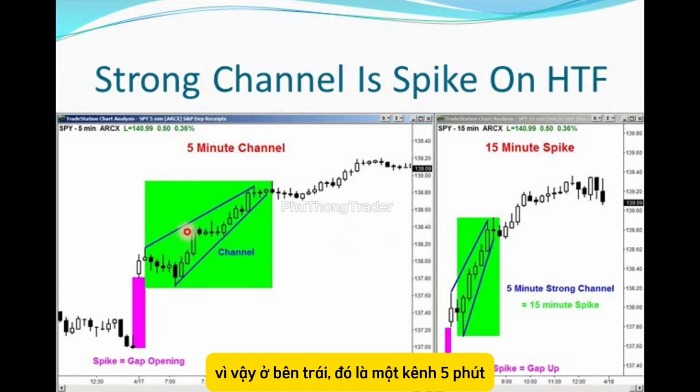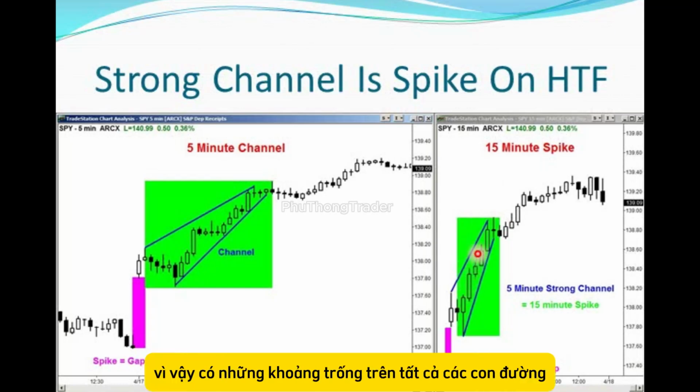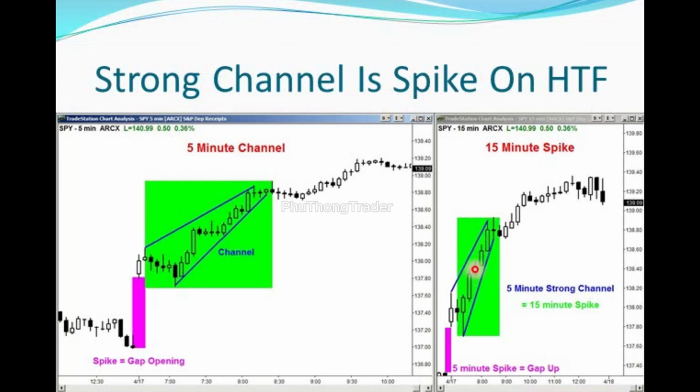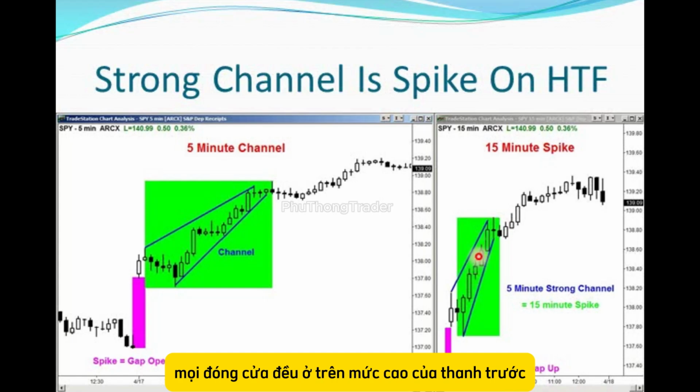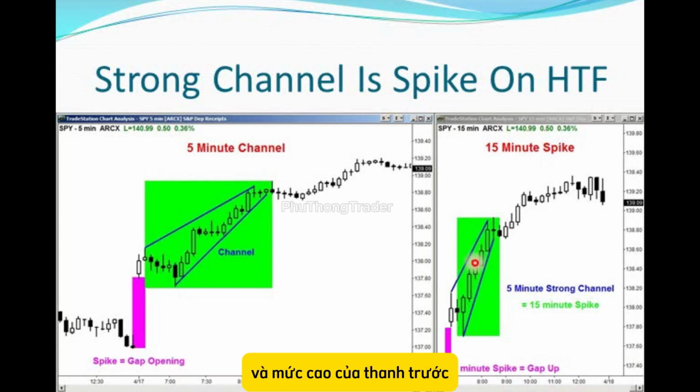So on the left, it's a 5-minute channel. On the right, it's a series of consecutive bull trend bars on the 15-minute chart, closing above the high of the prior bar, so there are gaps all the way up. Every close is above the high of the prior bar, so there's a gap between the close and the high of the prior bar. So this is an extremely strong bull spike, and you should only be buying, and buying for any reason. And the same is true with the 5-minute chart.